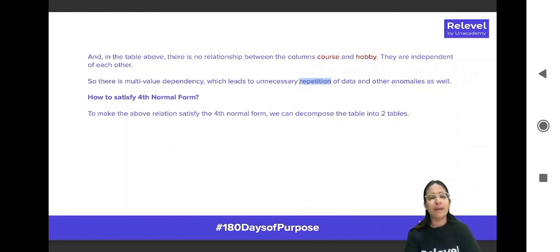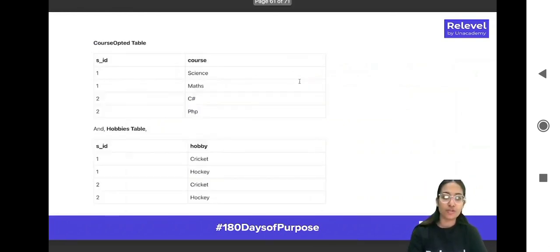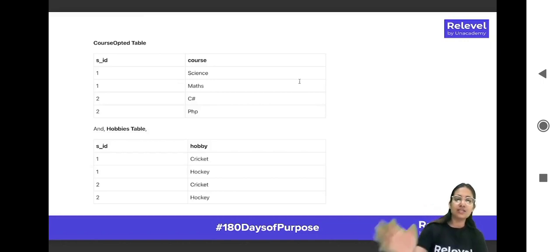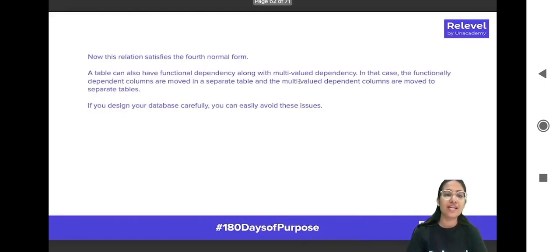For that, we will apply the concept of decomposition. So what we'll do is we'll actually differentiate courses and hobbies into 2 different tables. Courses will be student ID and a course, and hobbies will be student ID and a hobby. So here we can say that by disintegrating it, we are satisfying the condition. Now this relation satisfies the 4th normal form.